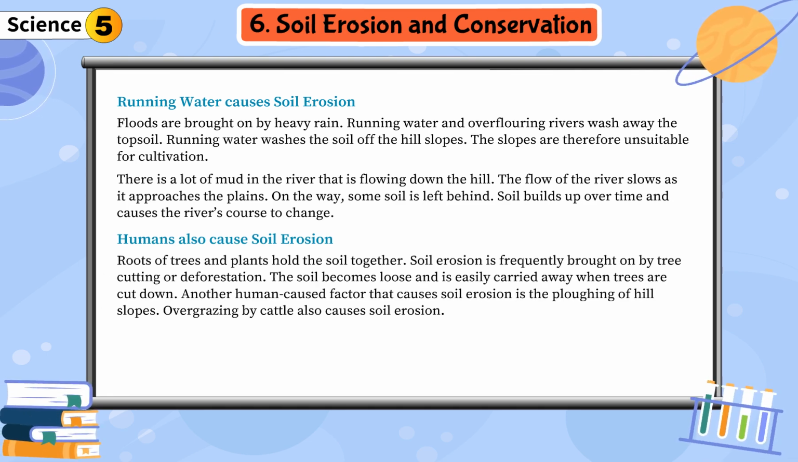Roots of trees and plants hold the soil together. Soil erosion is frequently brought on by tree cutting or deforestation. The soil becomes loose and is easily carried away when trees are cut down. Another human-caused factor that causes soil erosion is the plowing of hill slopes. Overgrazing by cattle also causes soil erosion.